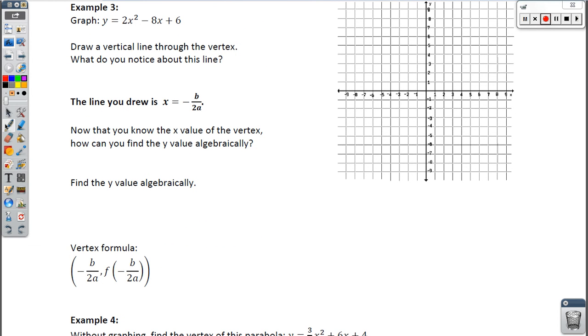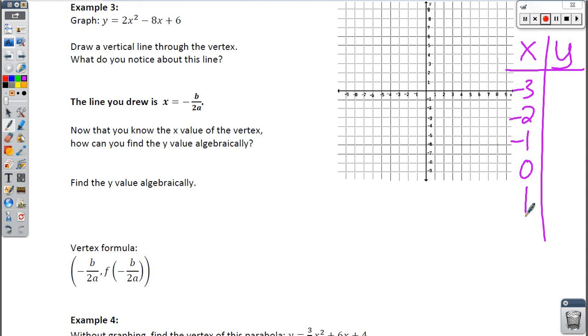Okay, example 3. Again, if you don't know how to graph something, just plug in some random values. So let's do just that. All right, let's choose, say, -3, -2, -1, 0, 1, 2, and 3. We'll plug all those in and see what we get.